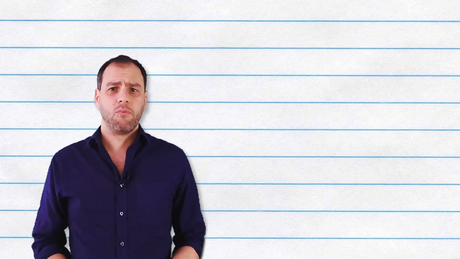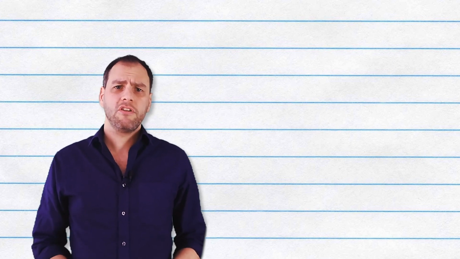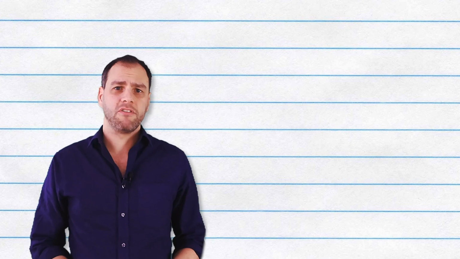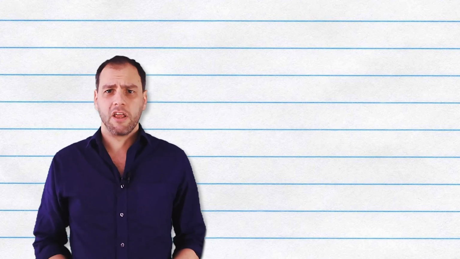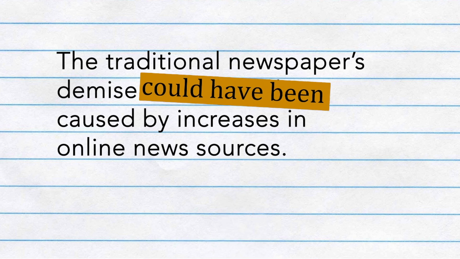There are huge numbers of words and phrases we can choose from when hedging, and it's important to choose the one that most accurately represents what you're trying to say. Let's take a look at another example. In this sentence, the use of the word probably indicates that the evidence is pretty strong. But in this version of the same sentence, the more tentative word could has been selected, indicating actually that the evidence is quite weak.